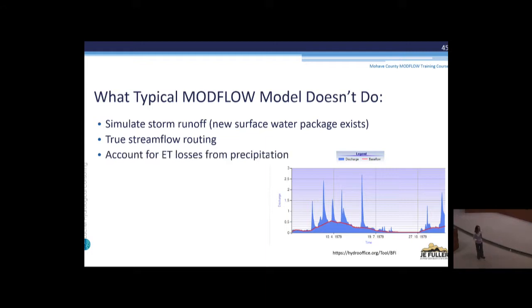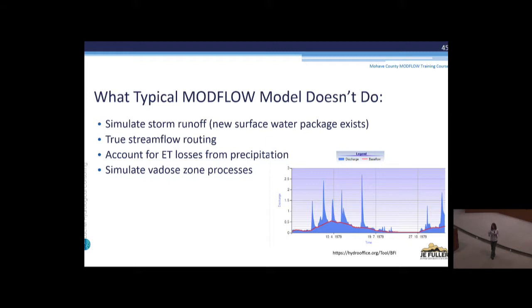We don't account for any ET losses that are using strictly precip and not groundwater. We don't simulate vadose zone processes unless you specifically add that into the model, which can be done with a certain package. But generally, when recharge is applied, MODFLOW has a shortcoming here.